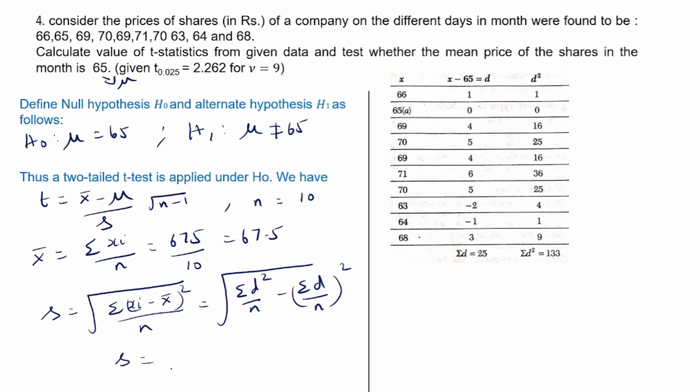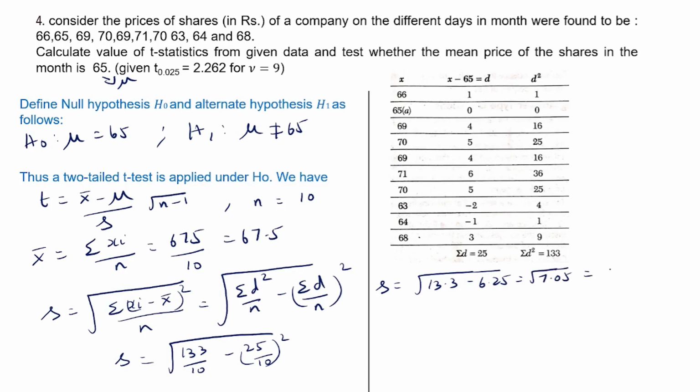So s is equal to root of 133 by 10 minus 25 by 10 the whole square. So s is equal to root of 13.3 minus 2.5 the whole square, which is 6.25. So this is root of 7.05. When we simplify, we get 2.66.